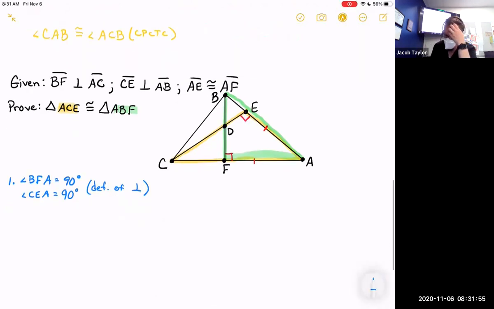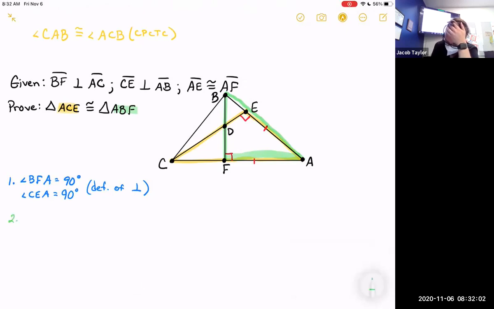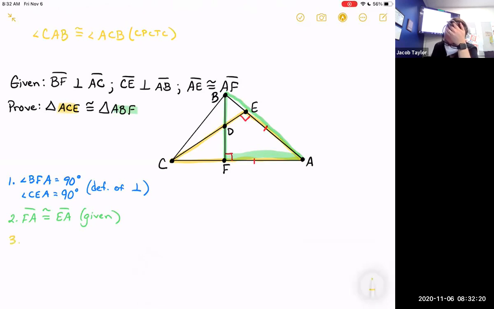FA and EA are congruent. Okay, that was given. So I know that segment FA is congruent to segment EA. That was given. And I think it's probably okay for me to say that those two angles are congruent since they're both 90. Probably safe for me to say that angle BFA is congruent to angle CEA.